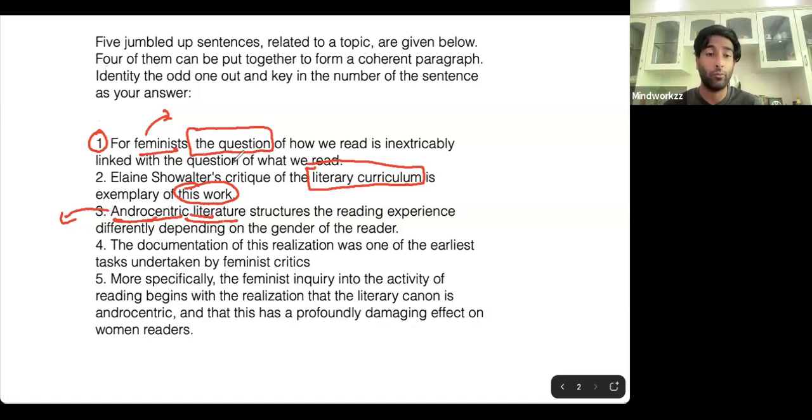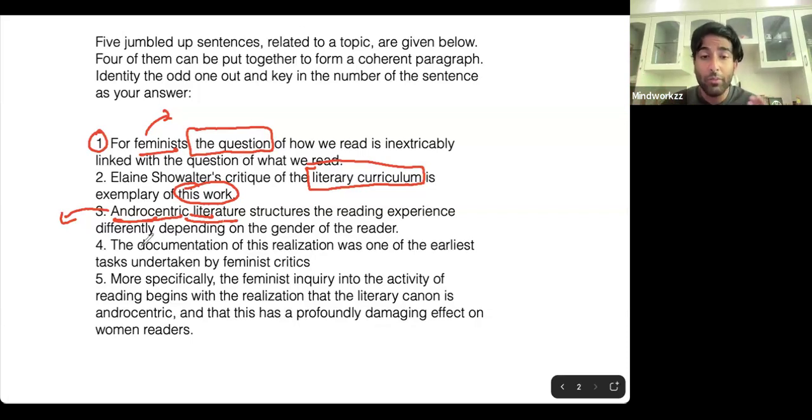So you might think sentence one or sentence three might be the odd one out, but maybe neither of them is, and the author is just trying to show two different arguments. While you read sentence three, you can't just jump to a conclusion that it must be one or three because one talks about feminists and three talks about androcentric literature. You need to read all five sentences and then come to an understanding. For now, just keep in mind what sentences one, two and three talked about. Sentence two talked about some kind of literary curriculum and the critique of it.